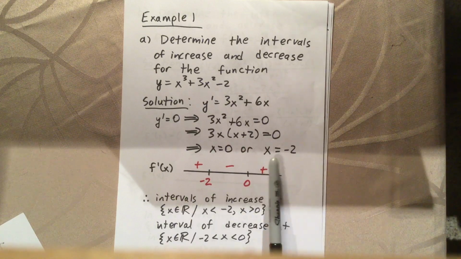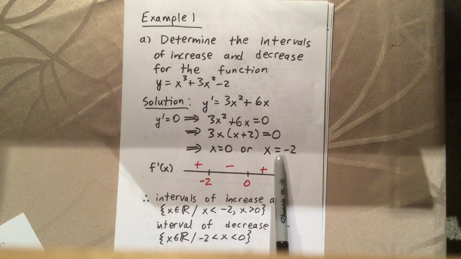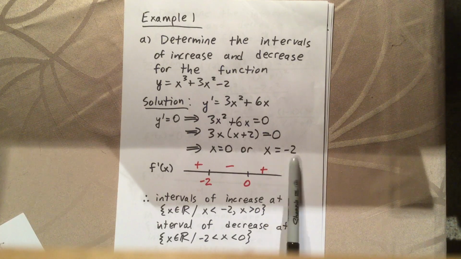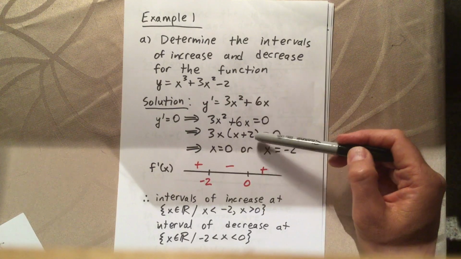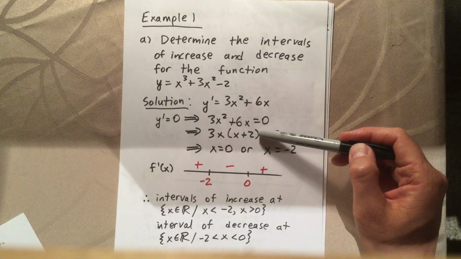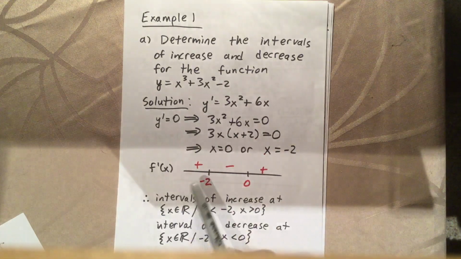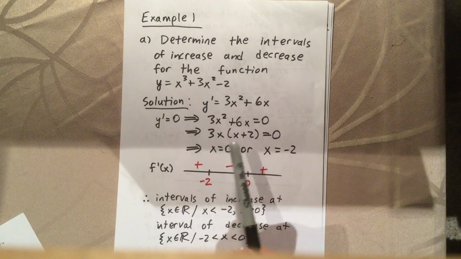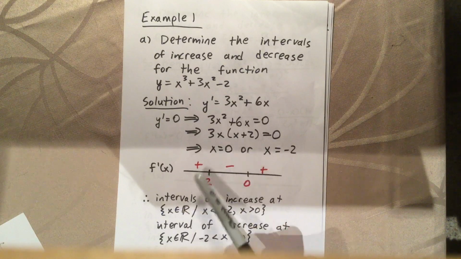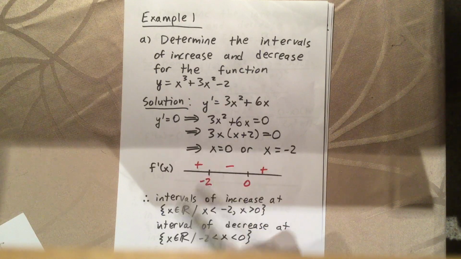So I'm going to do interval testing where I'm going to set my intervals up at x equals negative 2 and x equals 0, and draw a number line. And what I'm testing is the first derivative, and so the first derivative is equal to 3x times x plus 2. When x is a number less than negative 2, this first factor is negative and the second factor is negative, making the product positive.